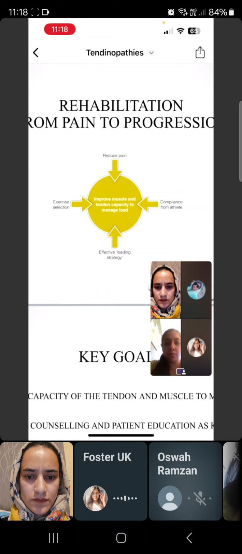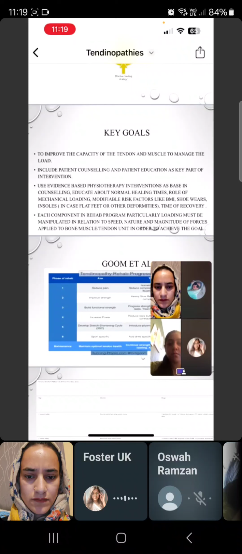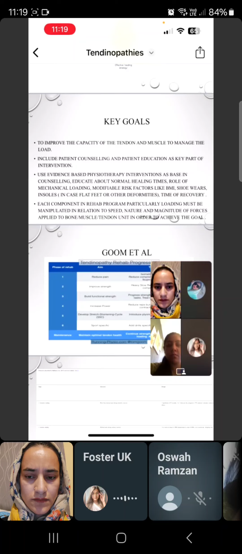Moving towards key goals. These are the important points that you would have to keep in mind whenever a physiotherapist is designing an exercise protocol for their patient. The key goal would be to improve the capacity of the tendon and muscle to manage the load. As I've already said, your muscle and your tendon should be able to manage the load that it is being exposed to. Include patient counseling, very very important.